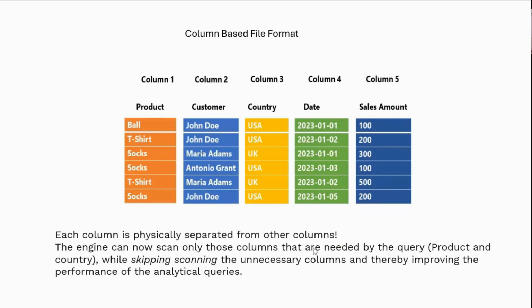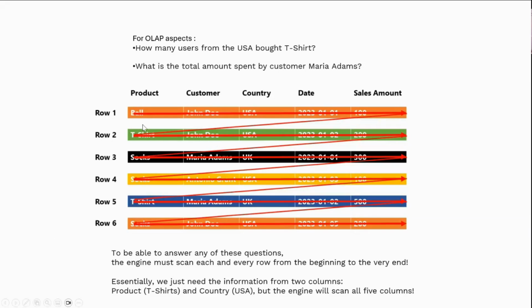Now in column-based file format, each column is physically separated from other columns. So if you see now, each column is physically separated from the other columns: product, customer, country, date, and sales amount. So the columns are separated from one another, unlike the earlier scenario wherein the columns are bound together.